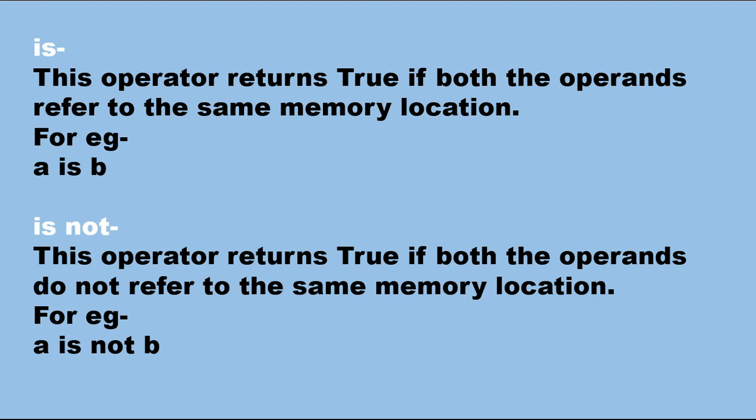Is operator. This operator returns true if both the operands refer to the same memory location. For example, if I have written A is B, then this will return true if A and B are referring to the same memory location. In the same way, is not operator returns true if both the operands do not refer to the same memory location. So A is not B will return true if A and B are not referring to the same memory location.